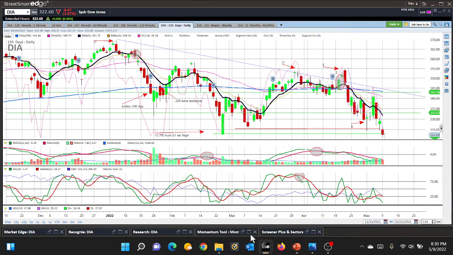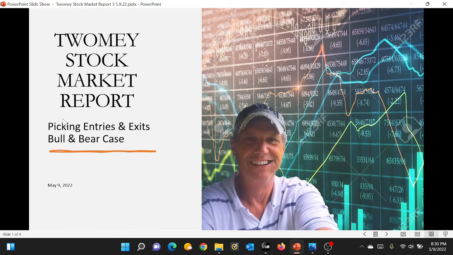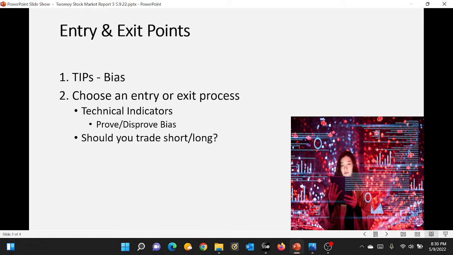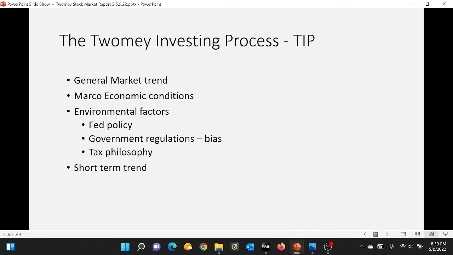So let's see. One of the things we talk about in our process was TIPS, Twomey's Investment Process. What were those? We talked about them earlier, but let's just remind ourselves, okay? The Twomey investment process: general market trend. Is it up, down, sideways? Macroeconomic conditions, we talked about those. We want to revisit that before we make a trade. Is there anything major happening out there in the market, or does everything pretty much continue? Environmental factors, were there any major changes to those, or do they continue to be the same? And then put those in a blender, if you will, and come up with a short-term trend, right?